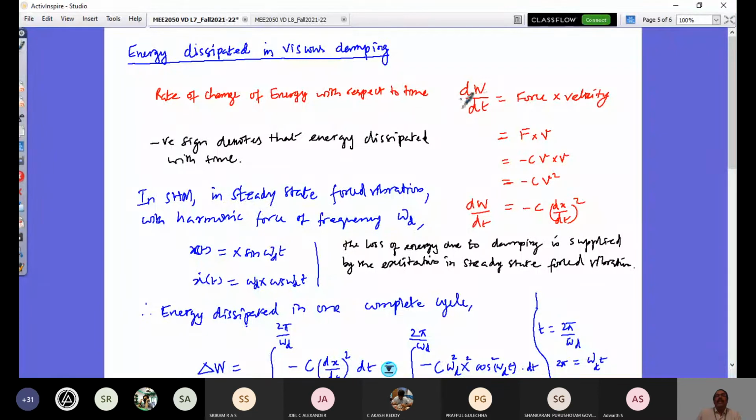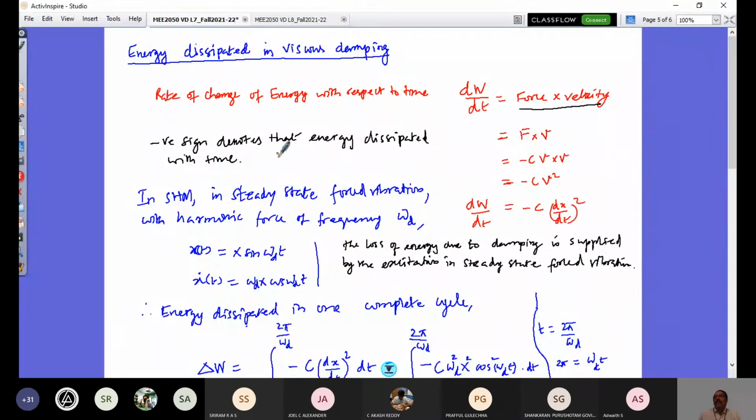Where in the case of damping, the force is the damping force, that is cv, and the minus sign is always there because this force is against that of velocity. That's why there is this minus. So if I add and I get this, now for this term the minus shows the dissipation of energy, the energy getting dissipated. So this is my expression for the rate of change of energy with respect to time.